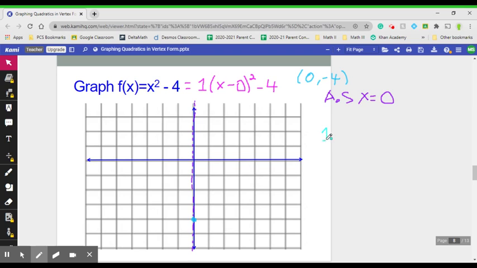So I basically am going to do 1 squared minus 4, and that is going to be 1 minus 4, which is equal to -3. So I have the point (1, -3), and I can plot that. And then I'm going to pick x equals 2. So I can do 2 squared minus 4, which equals 0. And now I can plot the point (2, 0) right here.